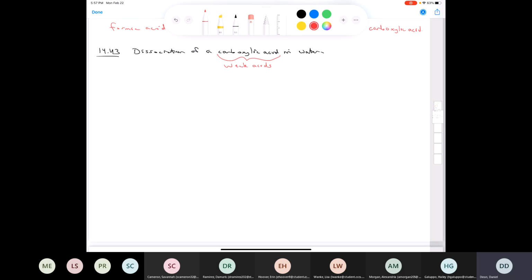Now, how do you denote that something is a weak acid? Let me show you. If we draw a general structure of a carboxylic acid, right? Just draw the functional group. We have R, and there's our carboxyl group.